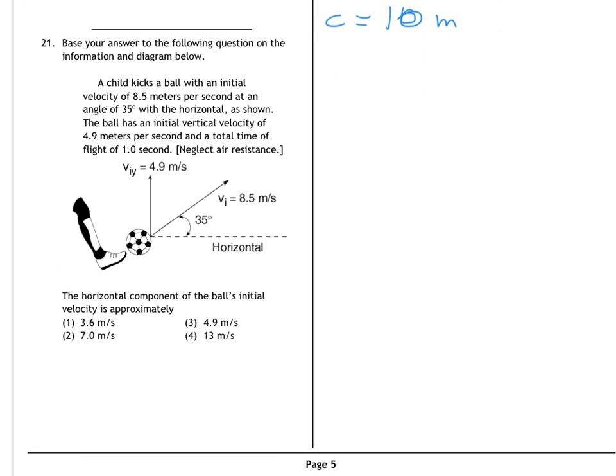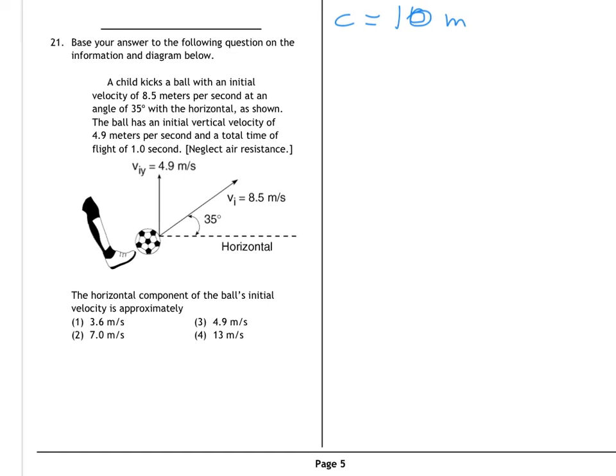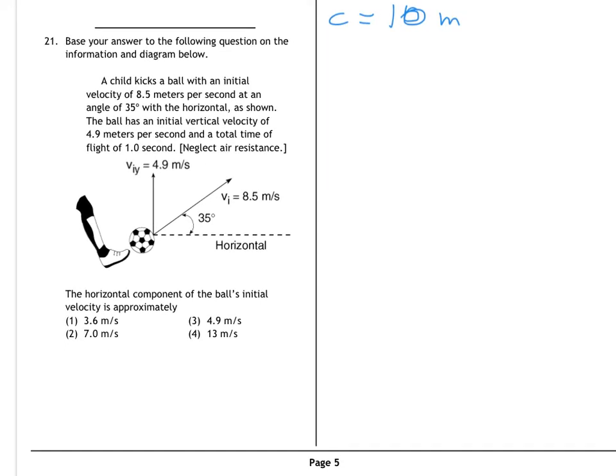So number 21 looks like another soccer question. In this one, they want the horizontal component of the ball's initial velocity. So in other words, they're asking me for vix, depending on your language. And here's my vi, it's 8.5.